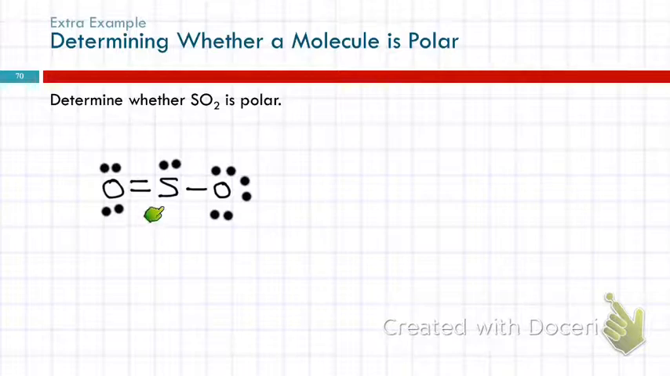Look at the Lewis structure. Is there a lone pair on the central atom? Yes. So is it polar or nonpolar? It's polar. See, that's not too hard, is it? If you see a lone pair on the central atom, bam, that's a polar molecule.